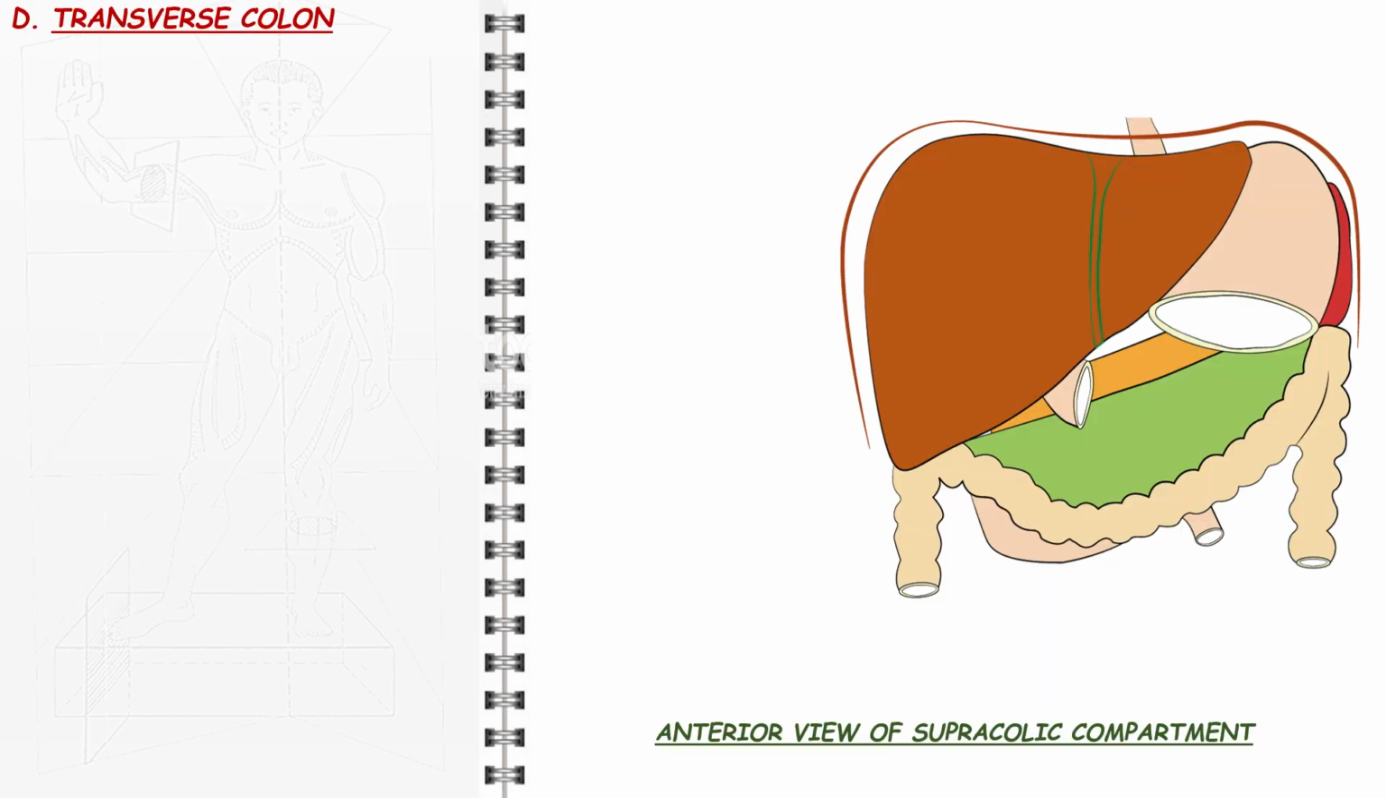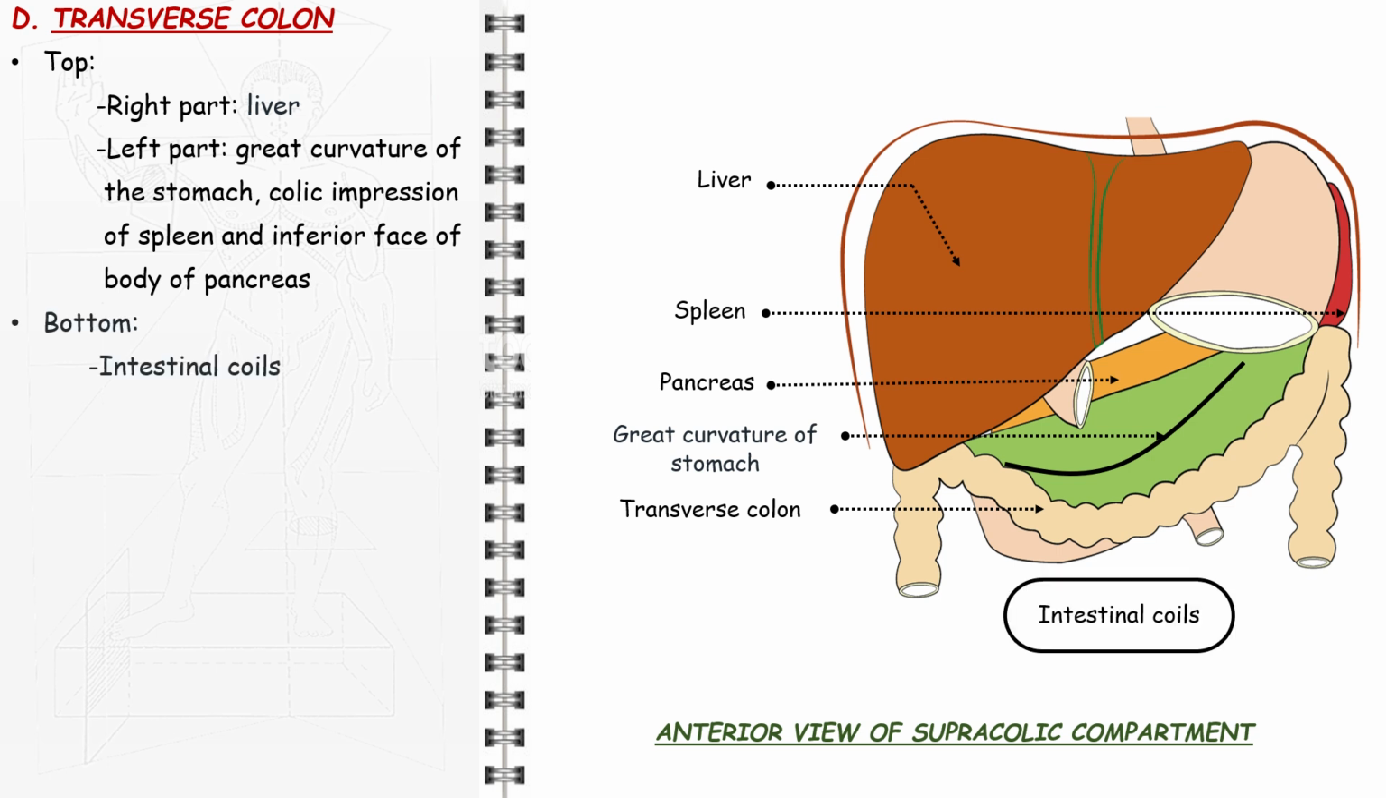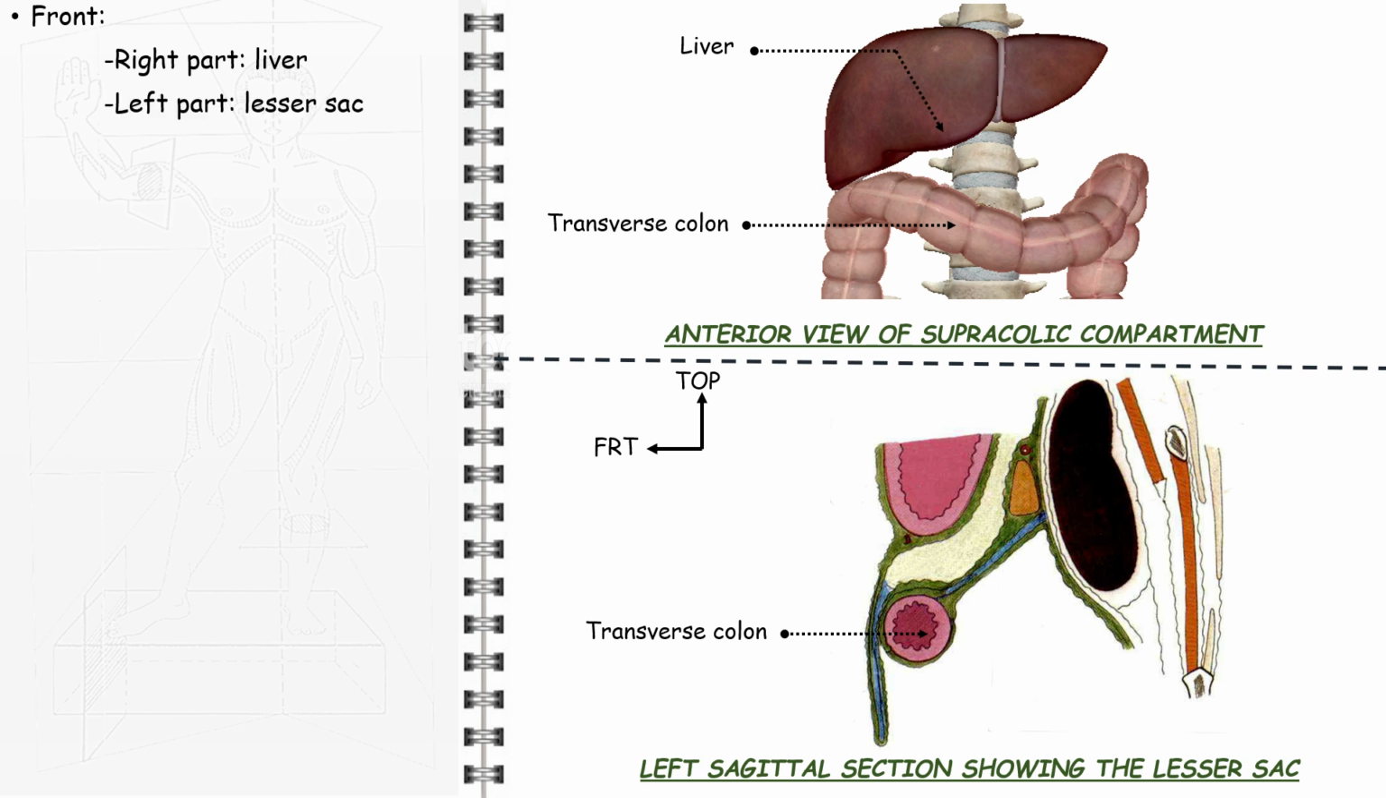The transverse colon separates the supracolic and infracolic compartments and is in contact, through the mesocolon, with the retroperitoneal organs. The supracolic compartment contains, from right to left, the liver, the great curvature of the stomach, the colic impression of the spleen and the inferior face of the body of the pancreas. The infracolic compartment contains intestinal coils. The transverse colon is covered, from right to left, by the liver, the inferior recess of the lesser sac, the greater omentum and the anterior abdominal wall.